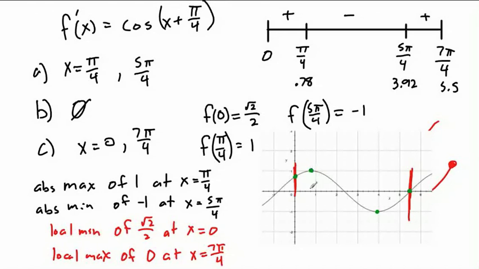So right here is going to be about 7.8, which is exactly what we said. We're going to have a min here at about 3.9 or close to 4, which is going to be 5 pi fourths, and it's going to be -1. That's what we got. And then we're going to have a local min at 0 of square root of 2 over 2, which is about right there. And then we're going to have a local max here at 7 pi fourths, and we said it was going to be 0. So it looks like we did it right.